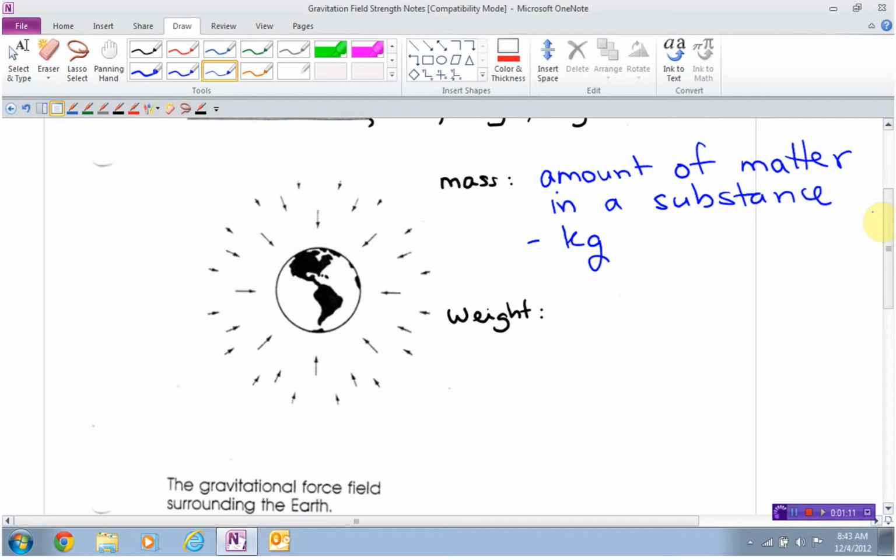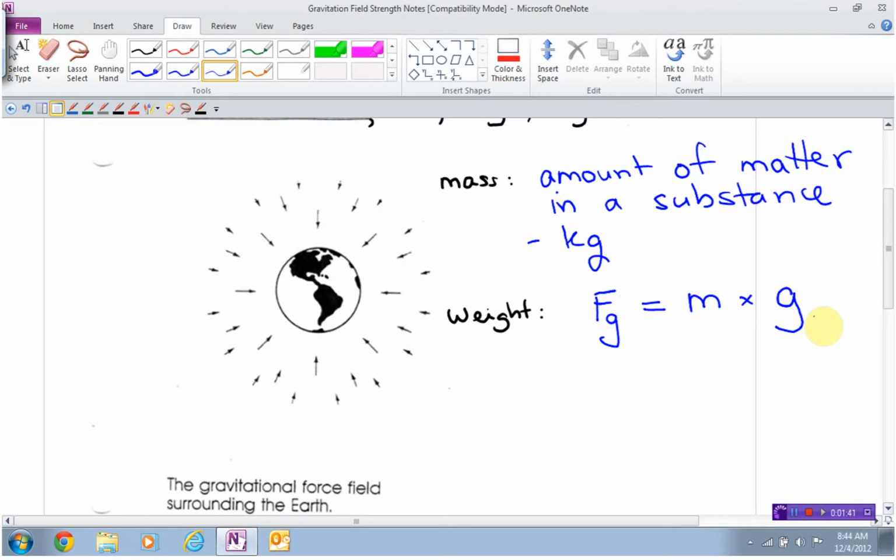Weight, though, is a whole different ballgame. Weight is equivalent to the force of gravity. So weight and force of gravity is exactly the same thing. And the force of gravity is a combination of an object's mass multiplied by the acceleration of gravity, the value for g. Now, near the Earth's surface, g is 9.81. But if you go higher up, it becomes less. If you go to the Moon, it becomes less. If you go to Jupiter, it becomes more.